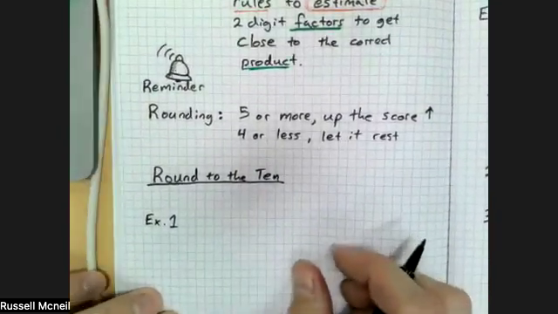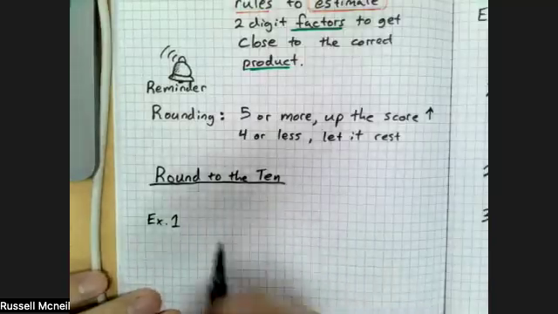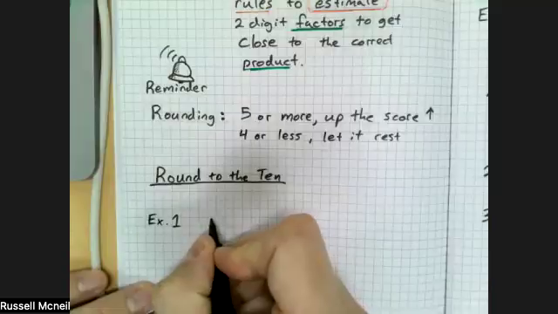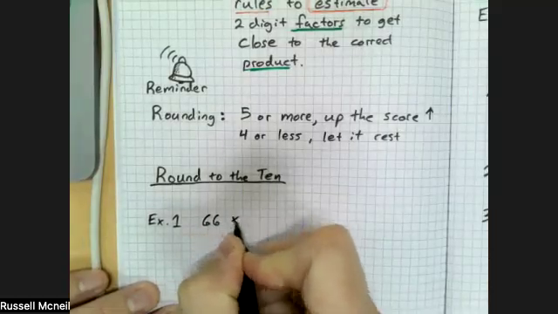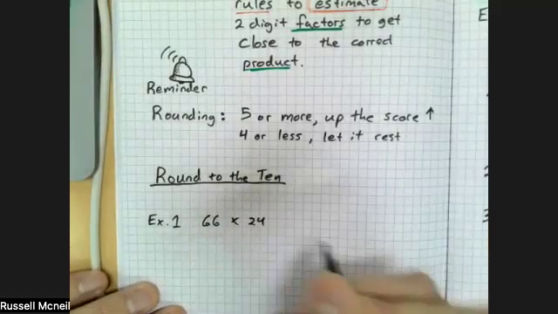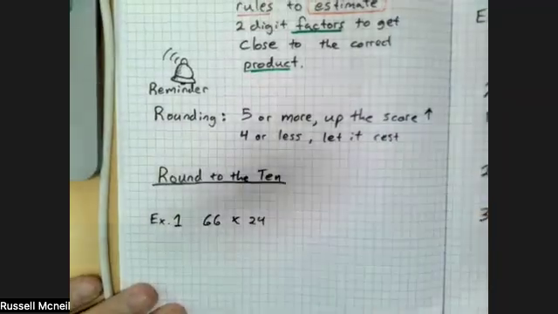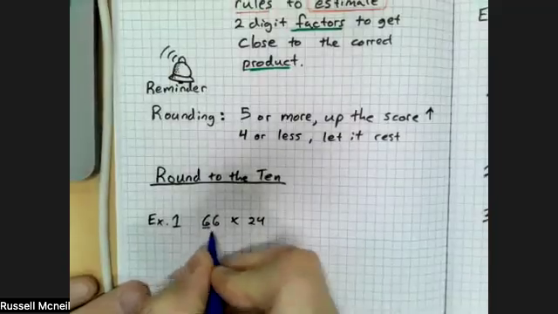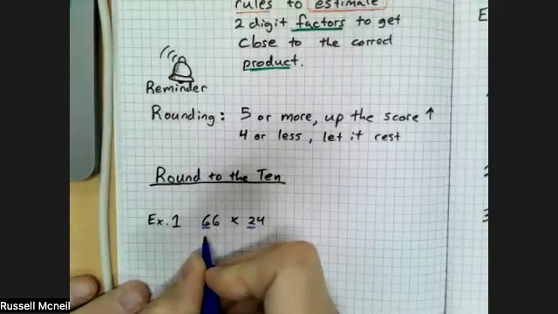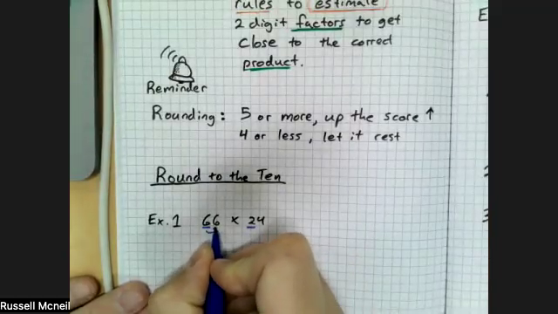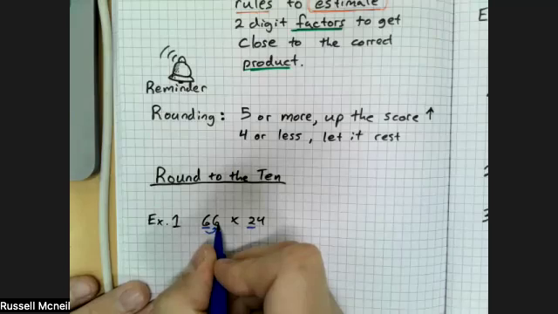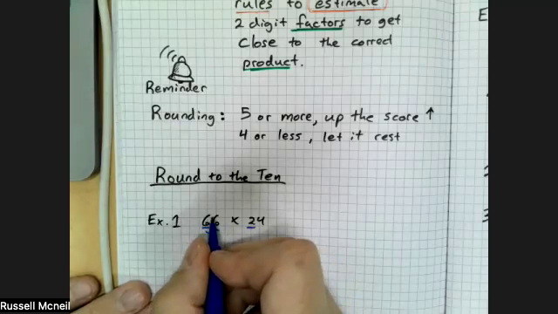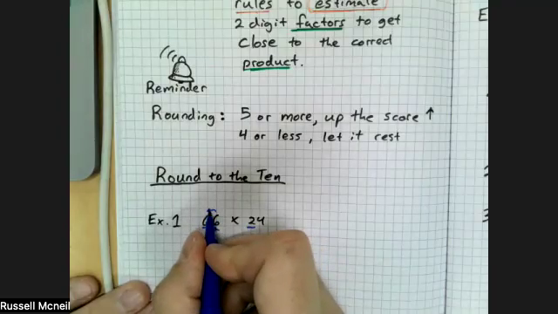All right, first example, rounding to 10. We're going to round to the 10 because we're talking two-digit numbers. First example here is 66 times 24. Now, when I'm looking at my numbers to round, if I'm rounding to the 10, I'm going to underline the 10. I'm going to look next door. Is it 5 or more? Yes, it is.